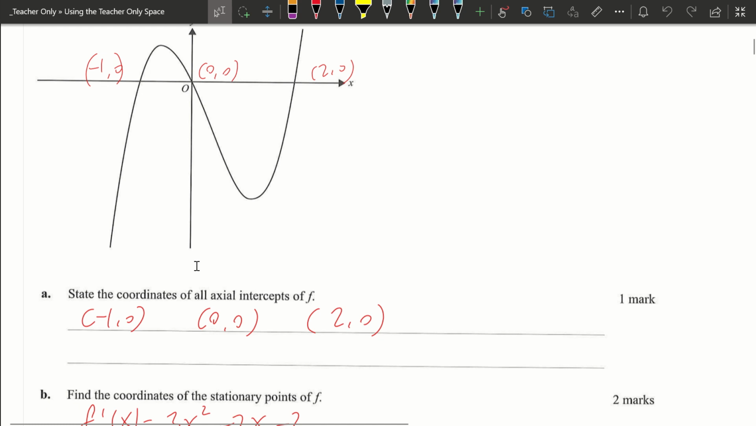And I've answered the first question also. Say the coordinates of all axial intercepts. The y-intercept is the same as the x-intercept, so that's good.